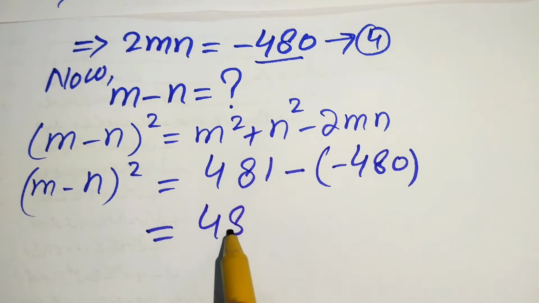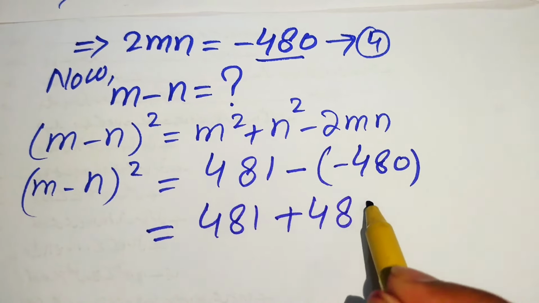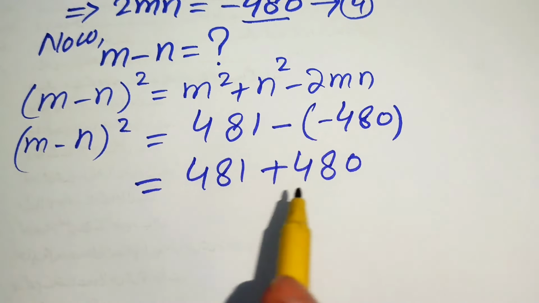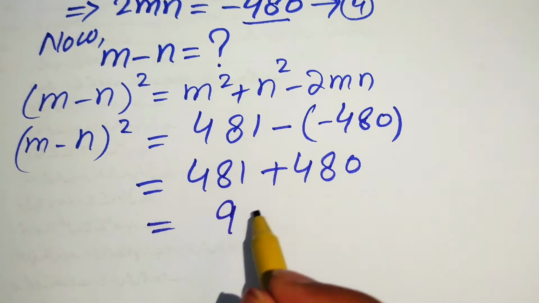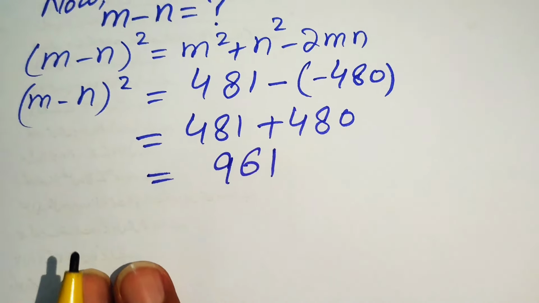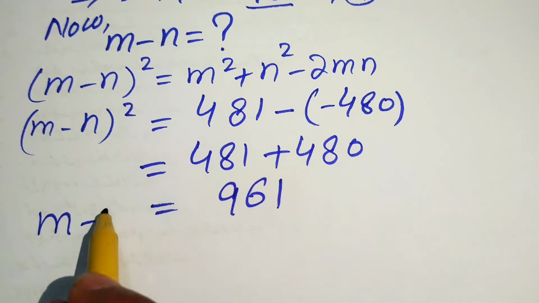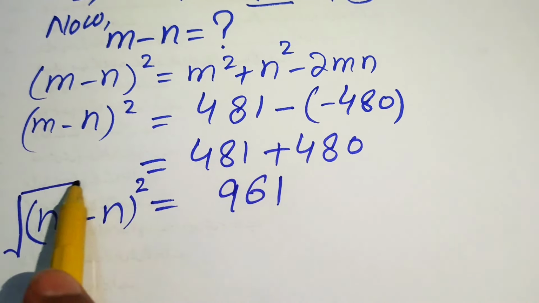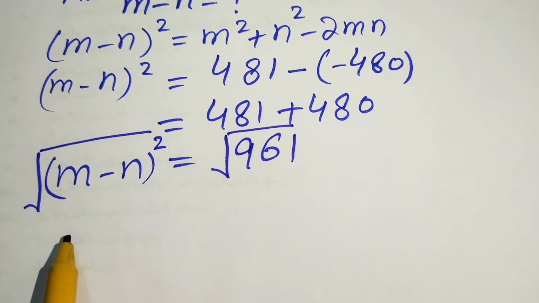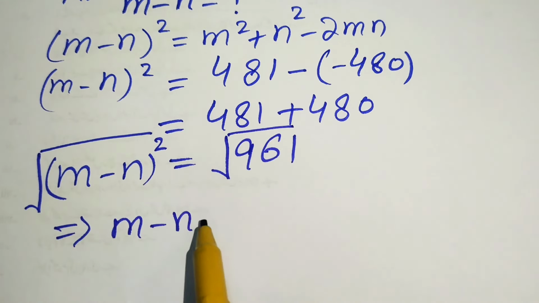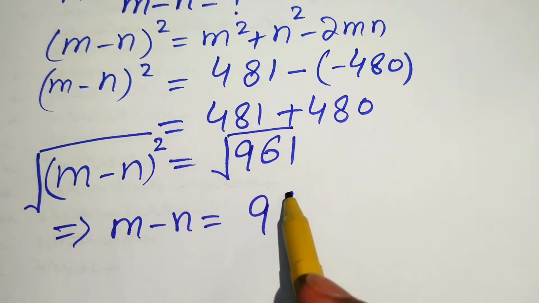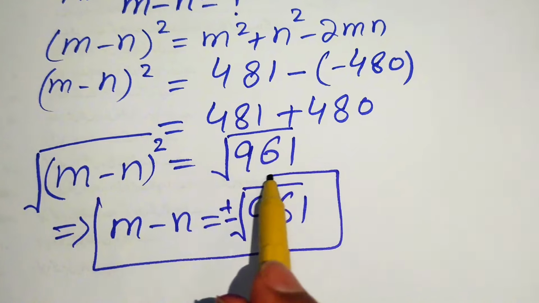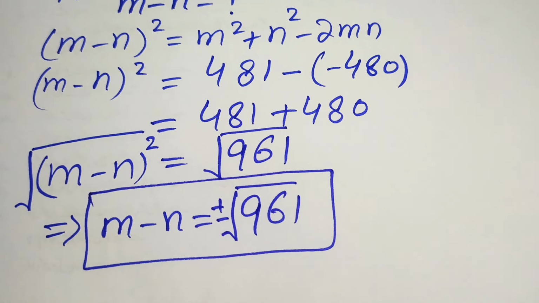So you get 481 plus 480, and now we add these two values. When we add them, we get 961. Because we want the value of m minus n, and this is m minus n whole square, we need to take the square root on both sides of this equation. Finally we get m minus n equals the square root of 961, and this is plus minus 31. So these are the two real values for the given question, and this is the final answer.